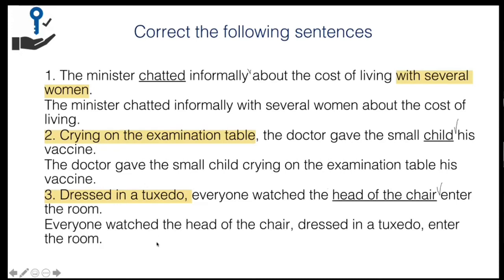And finally, "Everyone watched the head of the chair, dressed in a tuxedo, enter the room." Here, I decided that "dressed in a tuxedo" would be a non-defining relative clause. So it's not super important. It can be eliminated from the sentence. So we put commas around it. Okay. With a child crying on the examination table, it is a defining clause, so no commas.